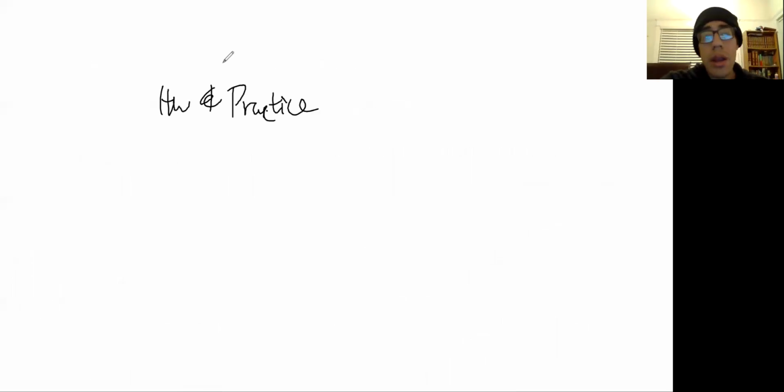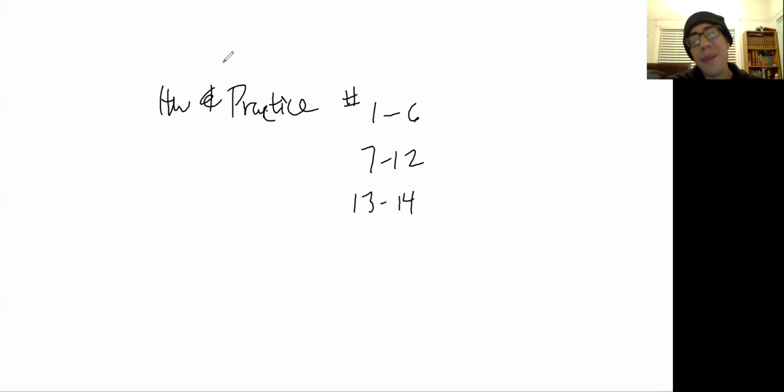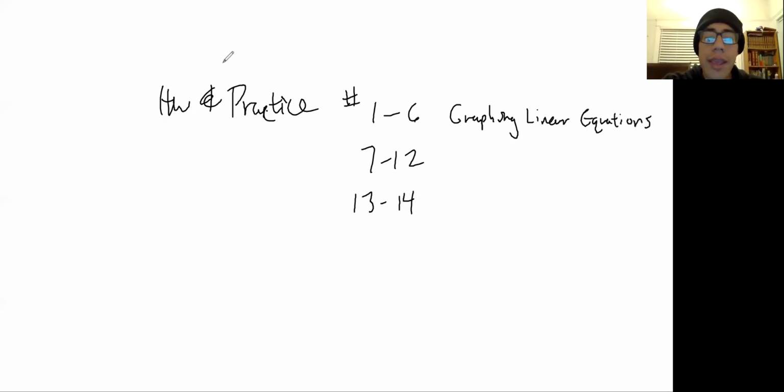I have terrible writing. All right, so homework and practice. You guys are going to do numbers 1 through 6, 7 through 12, and I want you to take a crack at 13 and 14, which are kind of a combination of problems. 1 through 6 are the graphing steps. This is the one where I want to see all 5 steps, but if and only if the equations are linear. If they are anything other than linear, do not graph them.